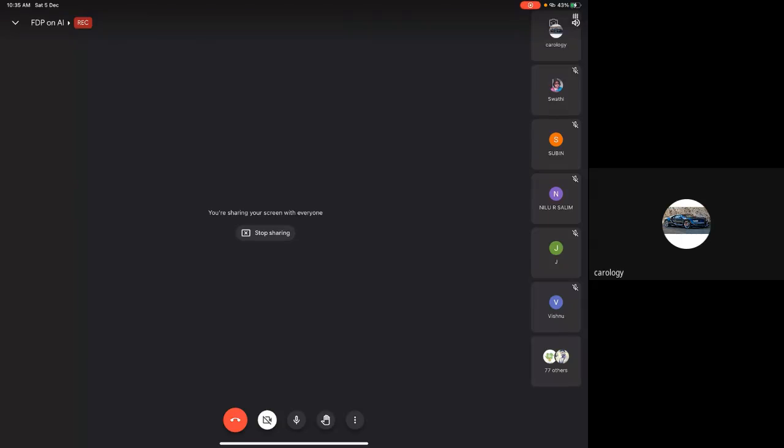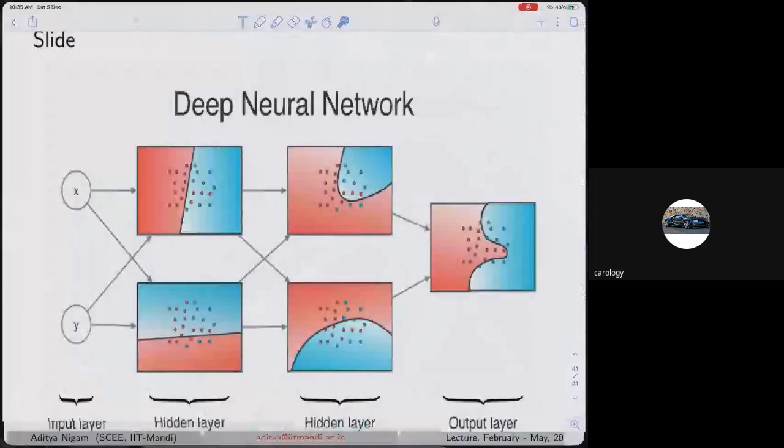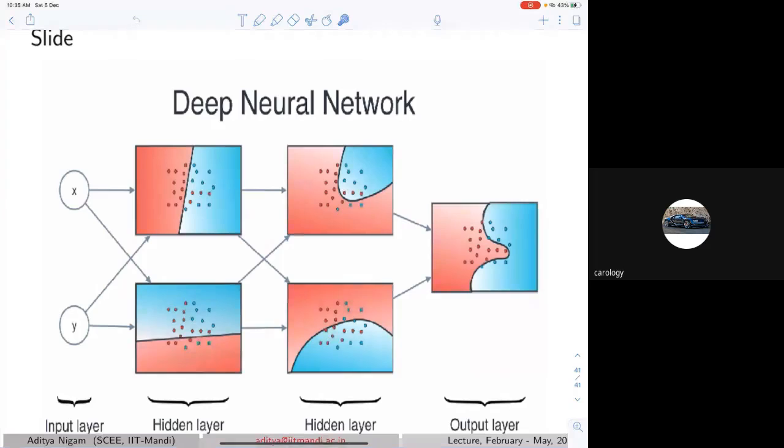Sir, can you just show me the slide in which two hidden layers were there just now? Yes. Sir, in this first hidden layer, there are two neurons which are learning linear, right? Yes. The second hidden layer is just going for non-linear learning, right? Yes, opposite of that. So is it the correct learning, sir? Is it correct? Yes. Let me tell you this thing one by one.